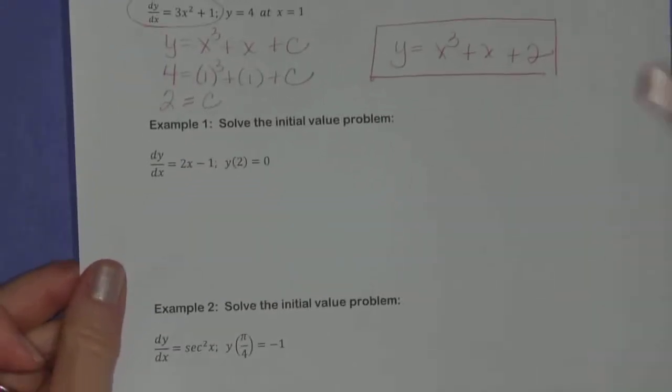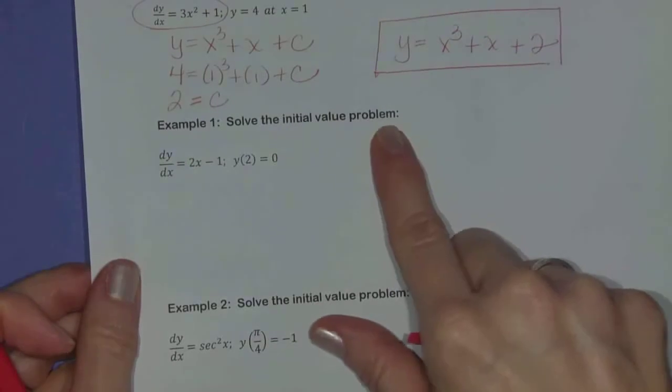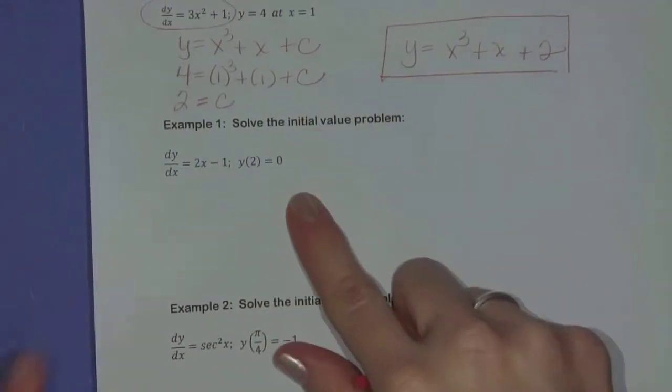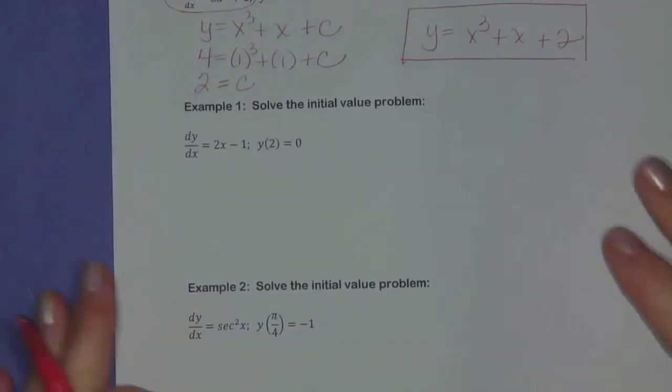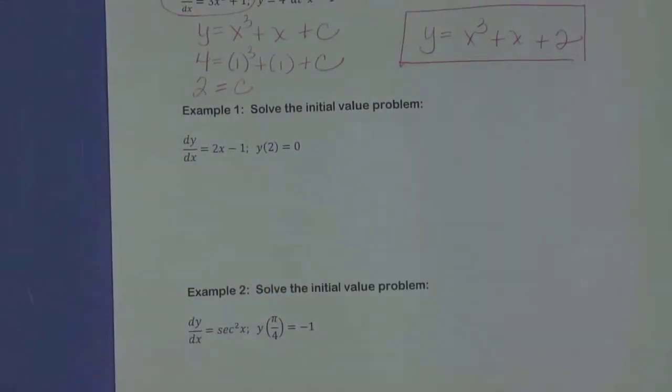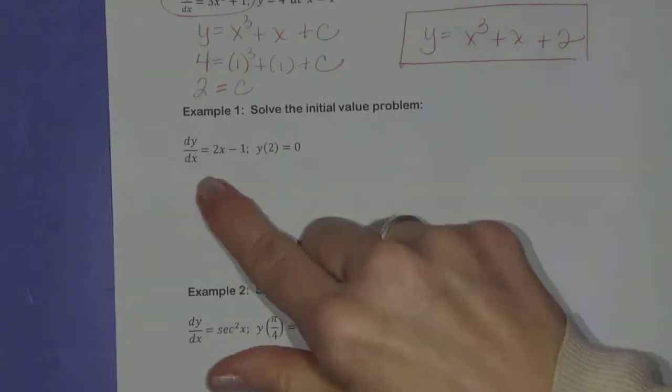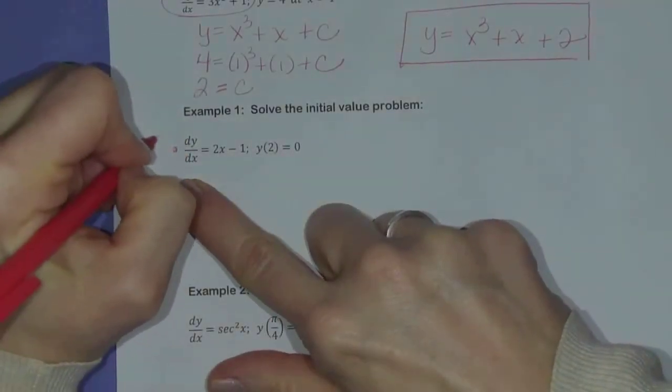Okay, let's go down here to example 1. It says solve the initial value problem, very similar to above. We're not breaking it into parts though. We'll do both parts in this space. So we start with dy/dx equals 2x minus 1. So let's start by getting the x's to the right. So I'll multiply both sides by dx.